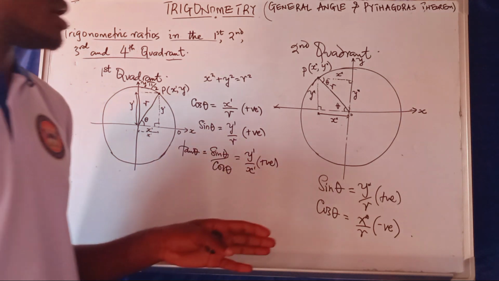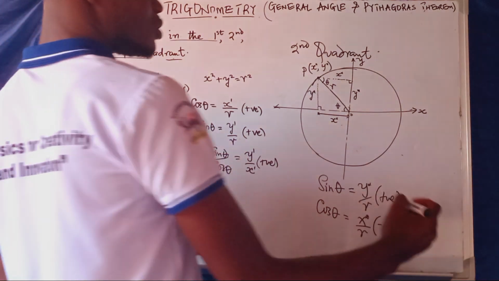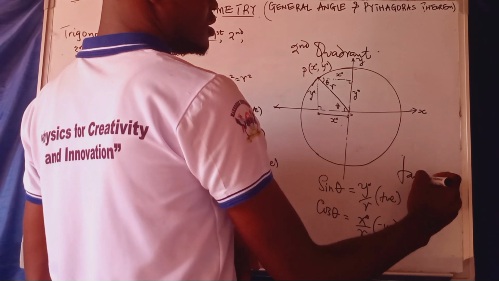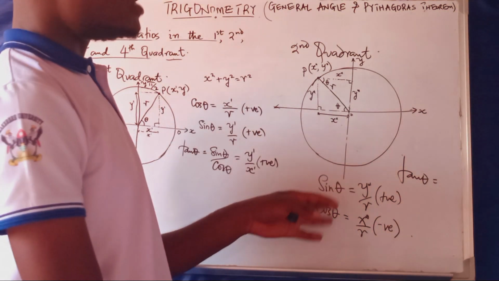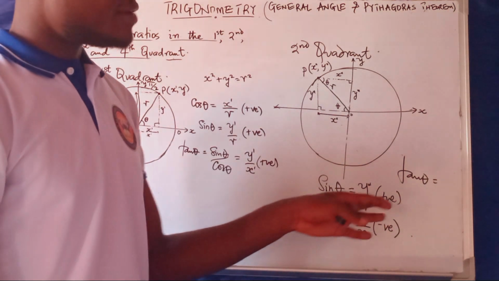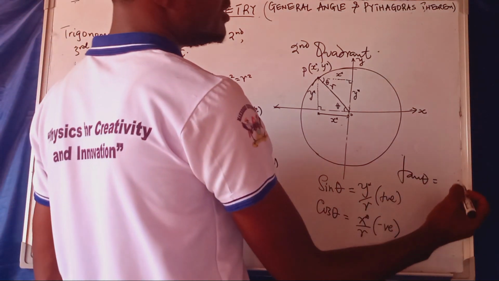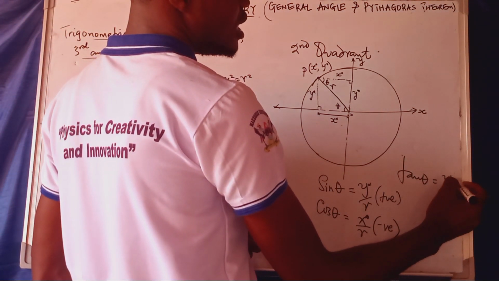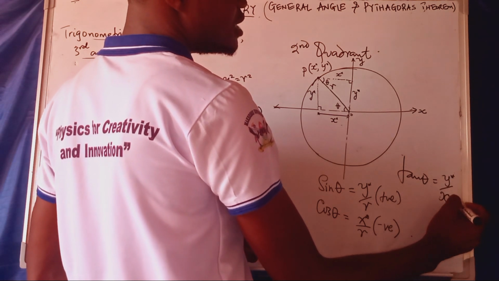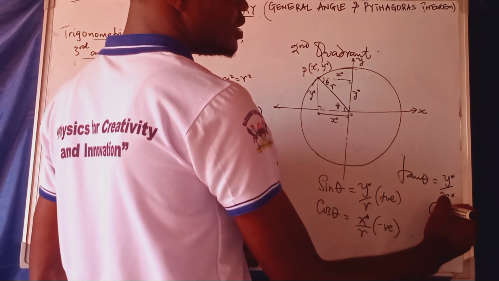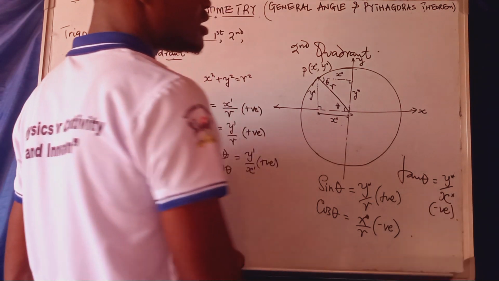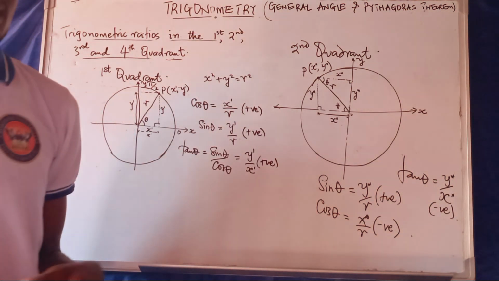Simply that. So now, what happens to our tan? Since tan is sine over cos, we have a positive divided by a negative. Of course, we have to have a negative. So the tan is simply y star over x star, but the tan is negative. What does that mean?